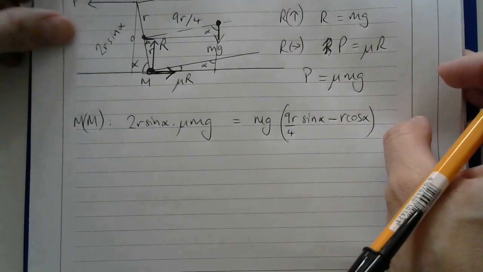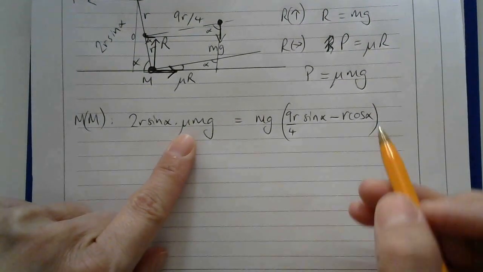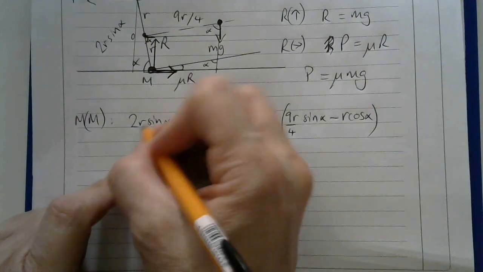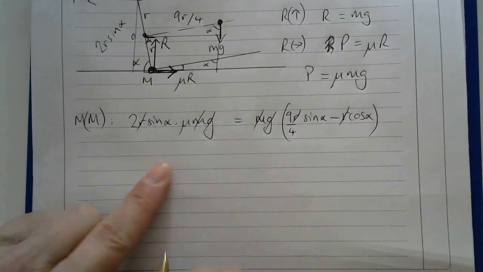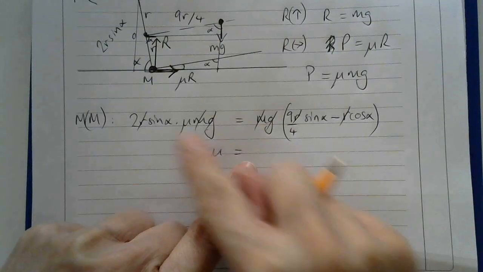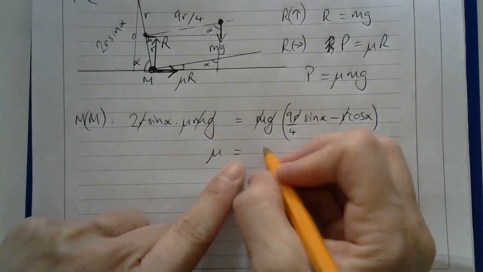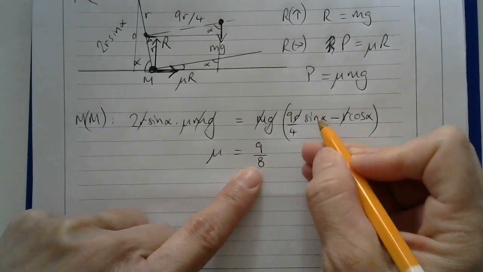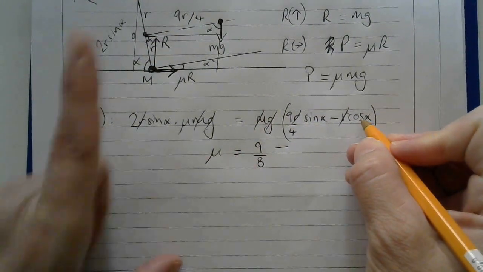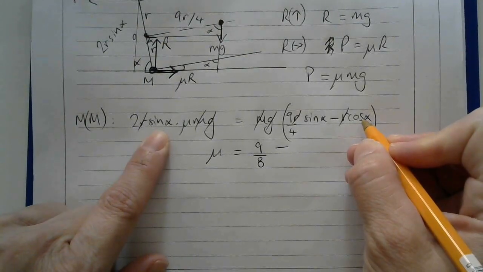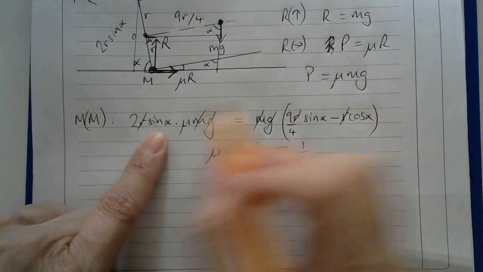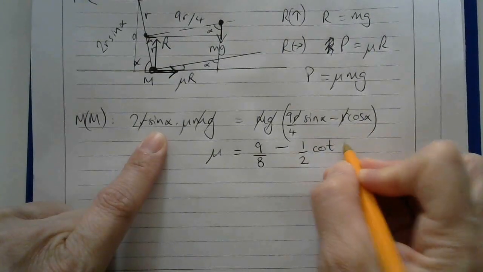Right, I am looking for mu, so I need to divide both sides by mg, so that cancels. I've got r's all over the place, so they will cancel. And now I need to divide by 2 sine alpha so that I get mu on its own. So here I'm dividing, so here I've got 9 divided by 8, and I've got sine alpha divided by sine alpha, which gives me 1, minus, here I had cos alpha, which is being divided by 2 sine alpha, which gives me 1 over 2, and cos alpha divided by sine alpha makes cot alpha.